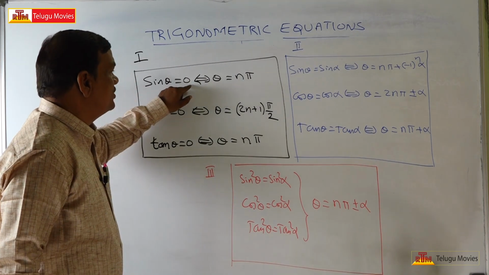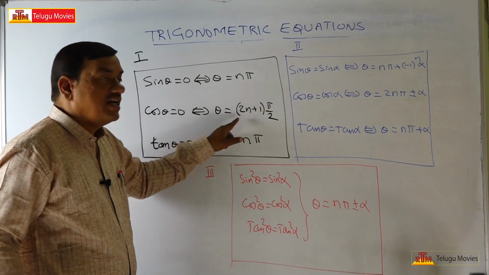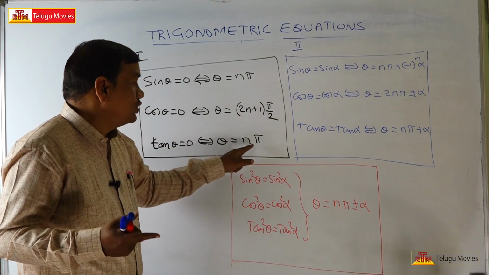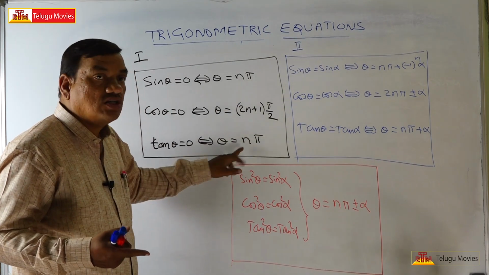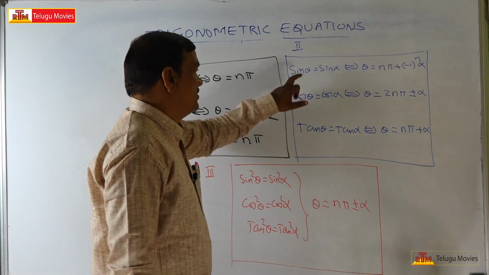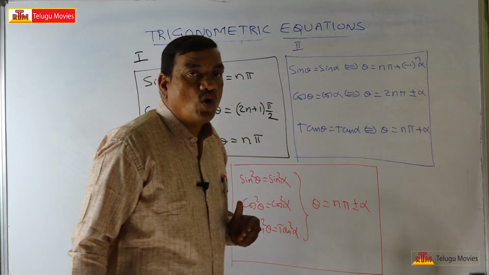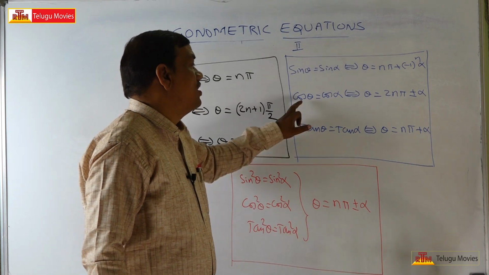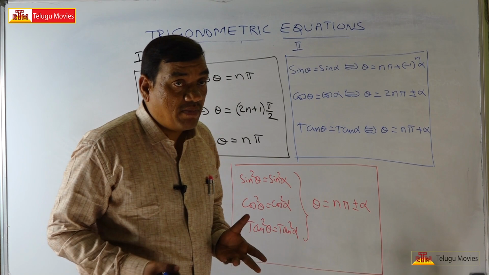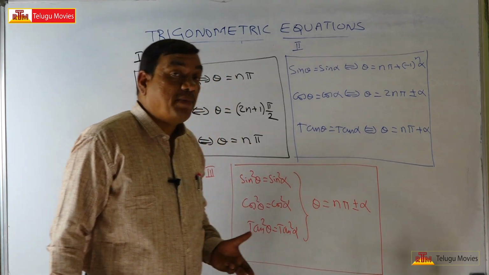When sin theta is equal to 0, theta is equal to n pi. When cos theta is equal to 0, theta is equal to (2n plus 1) pi by 2. When tan theta is equal to 0, theta is equal to n pi. Remember, for sin theta and cos theta, the same solution applies only in this set, not for the remaining sets. When sin theta is equal to sin alpha, theta is equal to n pi plus (minus 1) to the power n times alpha. Cos theta is equal to cos alpha, then theta is equal to 2n pi plus or minus alpha. Tan theta is equal to tan alpha, then theta is equal to n pi plus alpha.